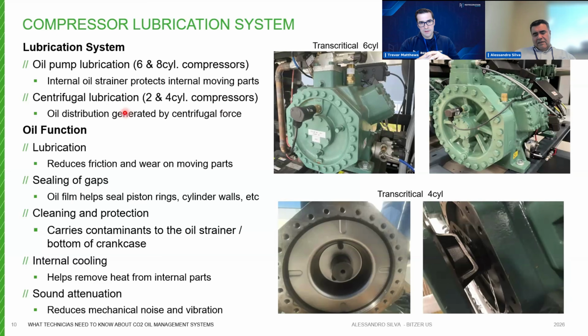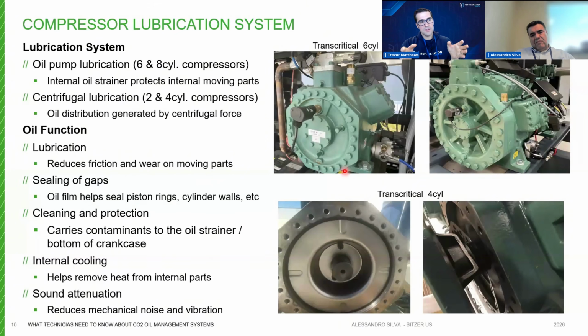Sling compressors are designed with centrifugal lubrication, for 2 and 4 cylinders. We have this centrifugal disc, the dynamic disc, responsible for lubricating the moving parts of the compressor. This is also valid for subcritical and transcritical 2 and 4 cylinders.